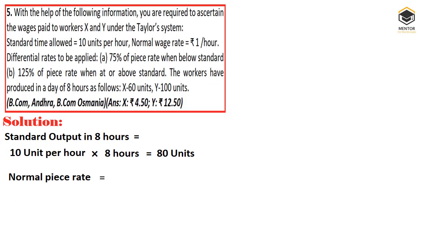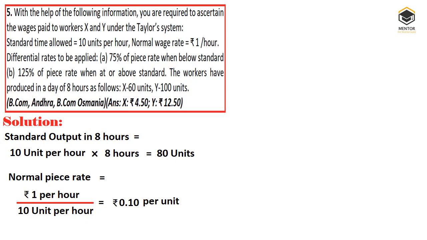Then what is the normal piece rate? 1 rupee per hour. So per unit, how much? That is 1 rupee per hour divided by 10 units per hour, equals 0.10 per unit. In the sense, 0.10 rupees will be paid when you produce 1 unit. It is the standard wage rate. When you come to X's total wage, how to calculate?